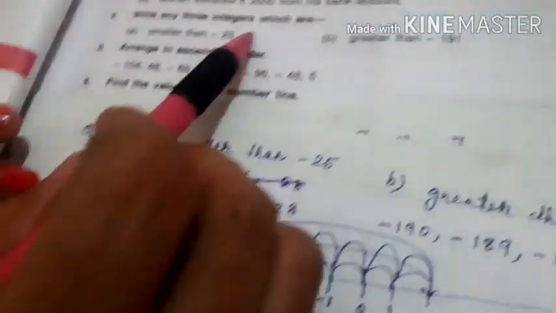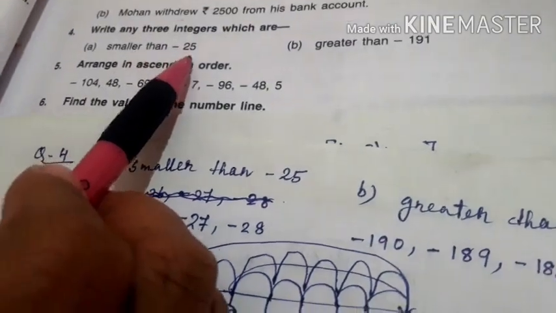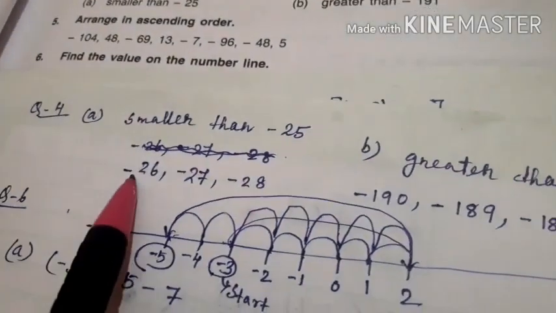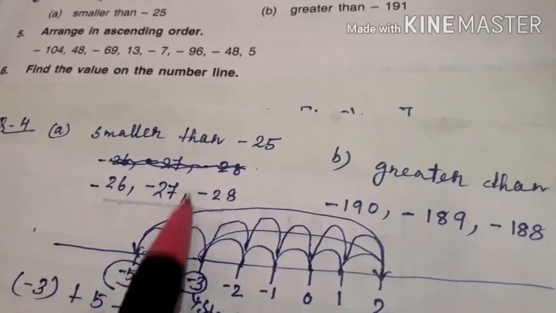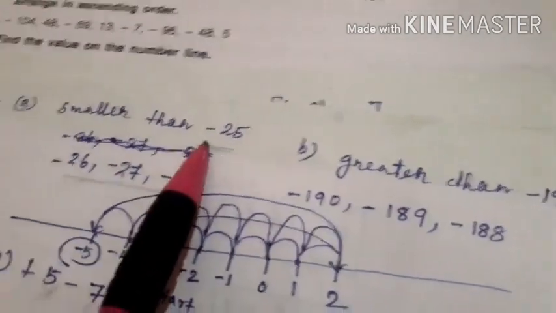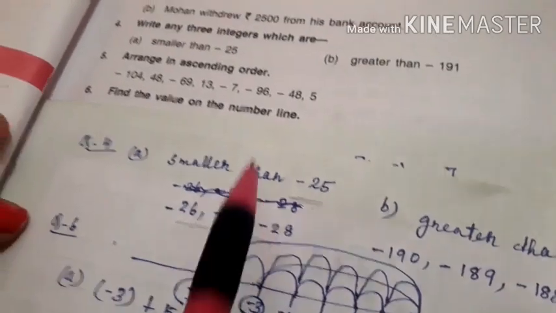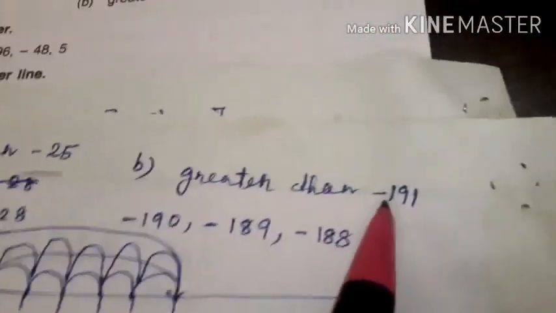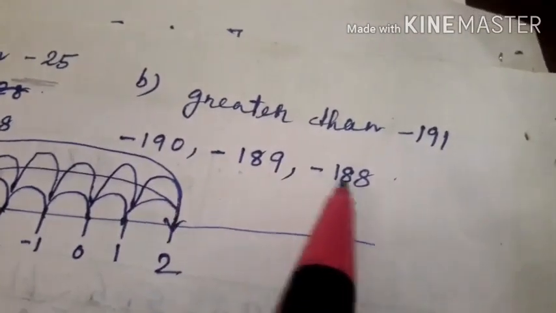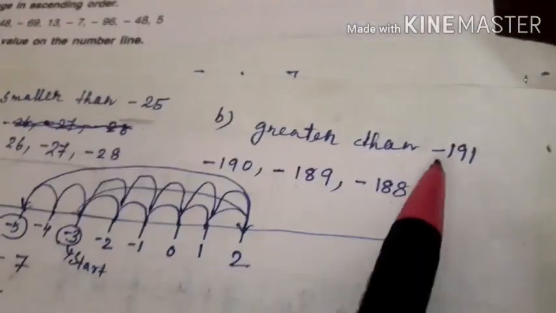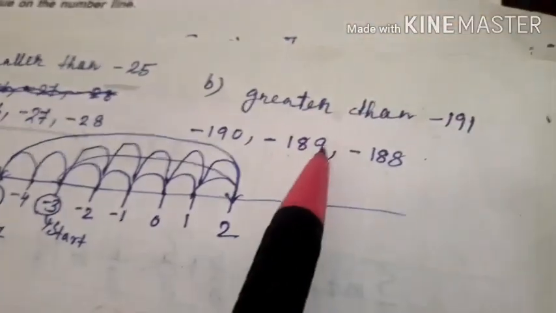Write any 3 integers which are smaller than minus 25. You have to write minus 26, minus 27, minus 28, which are smaller than minus 25. Okay, 3 integers you have to write. Then greater than minus 191: minus 190, minus 189, minus 188. Any integer greater than minus 191, you have to write any 3 integers. Then question number 6.